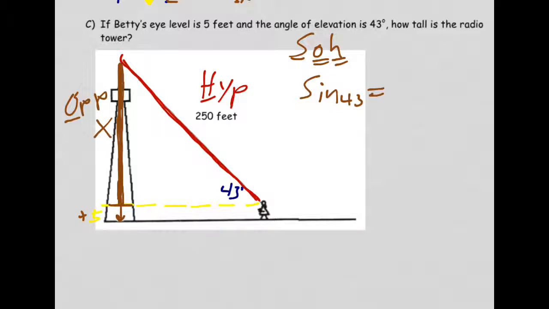equals my opposite, which is my x, over my hypotenuse, which is 250 feet. Now I'm going to cross multiply here, so I'm going to put 1 over that, and I cross multiply. And so that just means that I bring this 1 times here, and I bring my 250 feet all the way over here.